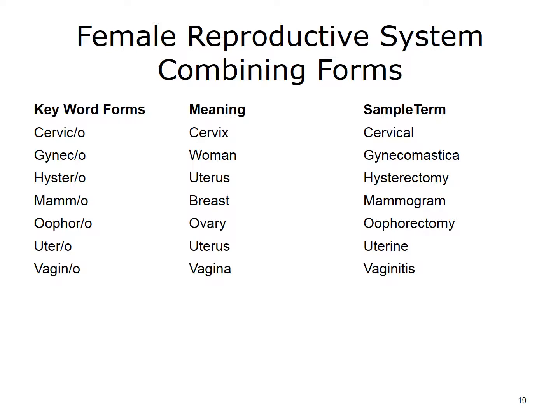Here are some key word parts related to the female reproductive system, along with their meanings. In the third column, you can see some of the medical terms that we can create by combining word parts. You should return to the online medical dictionary to hear the pronunciation, and to become familiar with the meaning of the created terms.